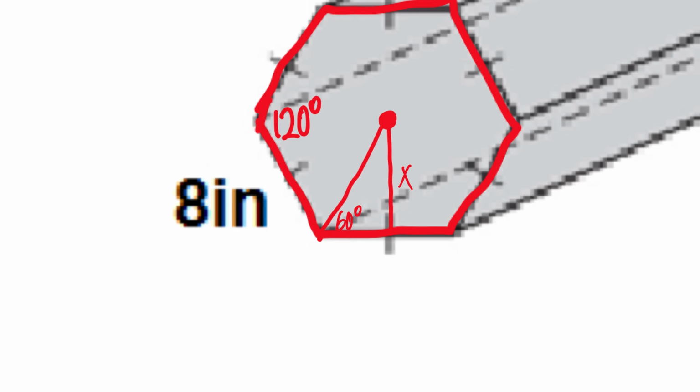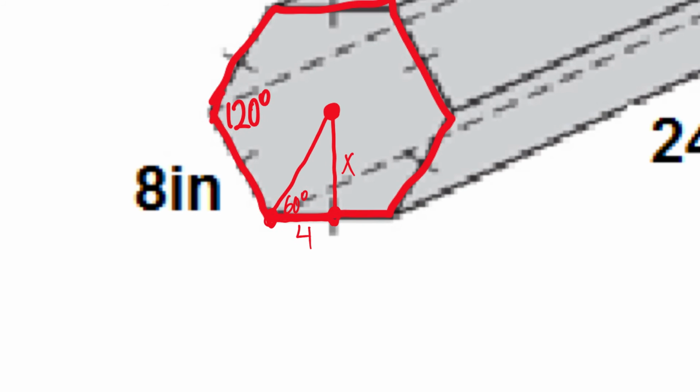I'm looking for this side. How long is it going to be from here to here? 4. It's half of that 8. So this is opposite and adjacent. The hypotenuse we don't need. So opposite and adjacent is tangent. So tan of 60 degrees equals the opposite x over the adjacent 4.